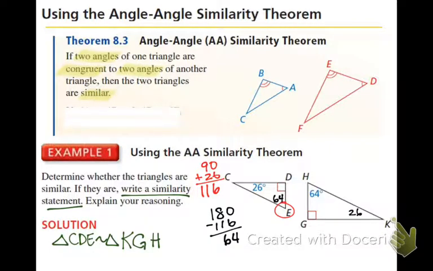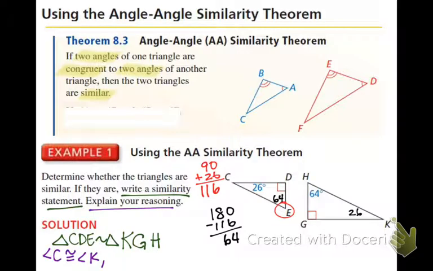Don't circle it, we're not done. It said, if they are, write a similarity statement. Then it said, explain your reasoning. Well, why did we decide that they were similar? They have the same angles, so we're going to list them. So angle C is congruent to angle K.